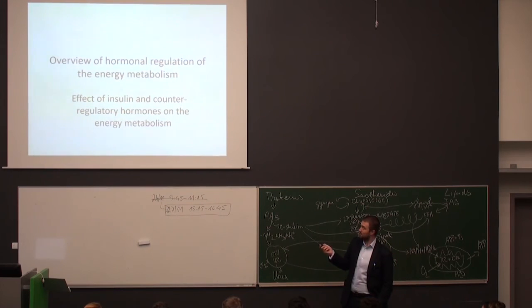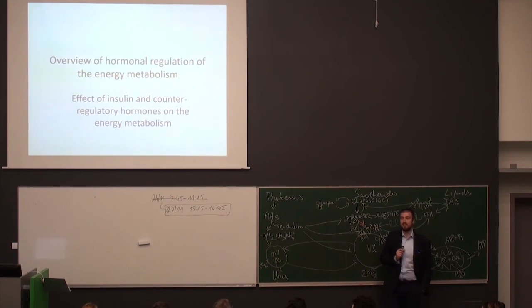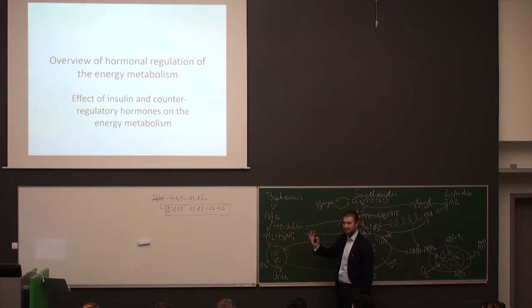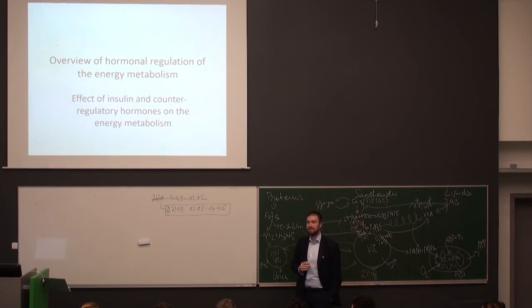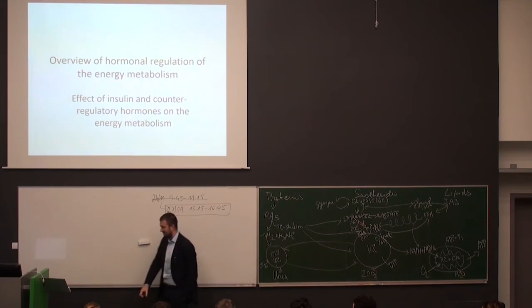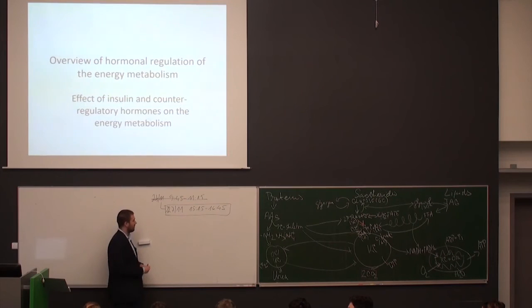The second group has more members, and we call them counter-regulatory hormones. Do you know the name of counter-regulatory hormones? That means the hormones that act against the insulin. Yes, one is glucagon, and we have two or three others.